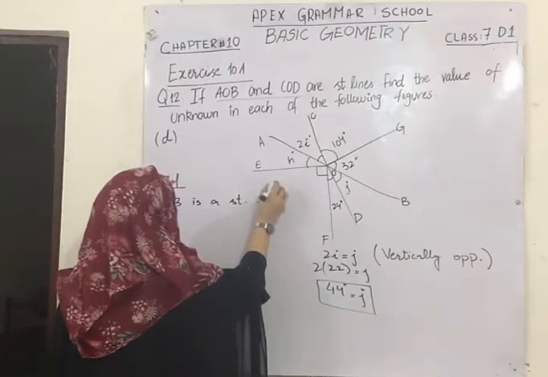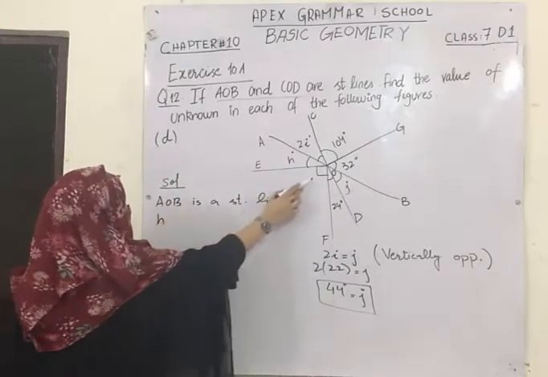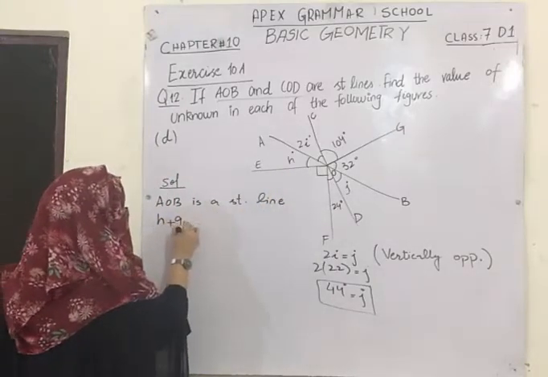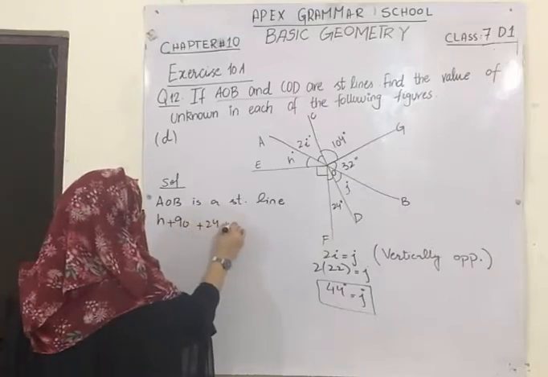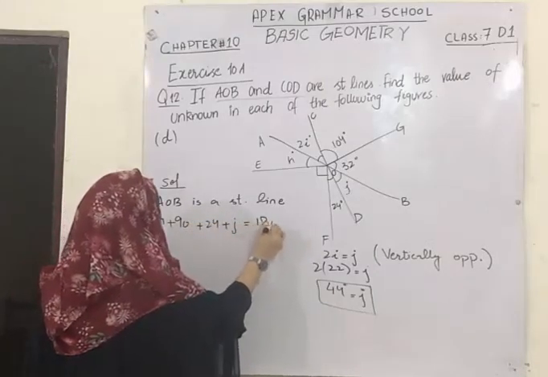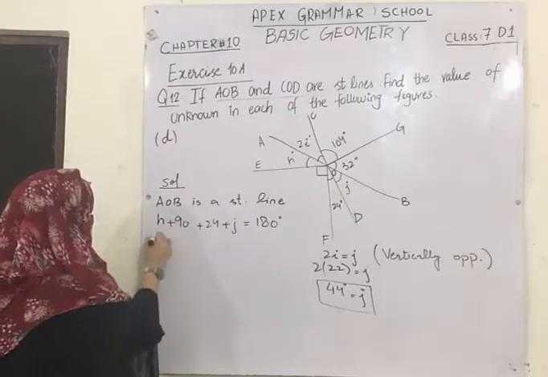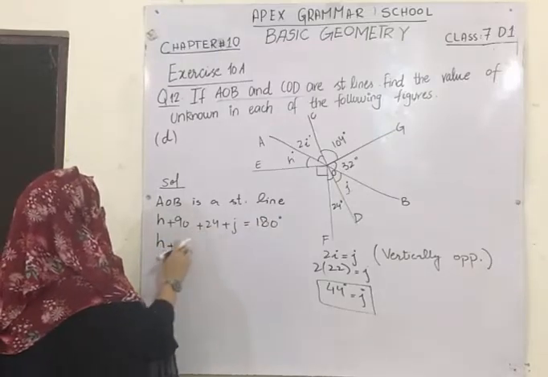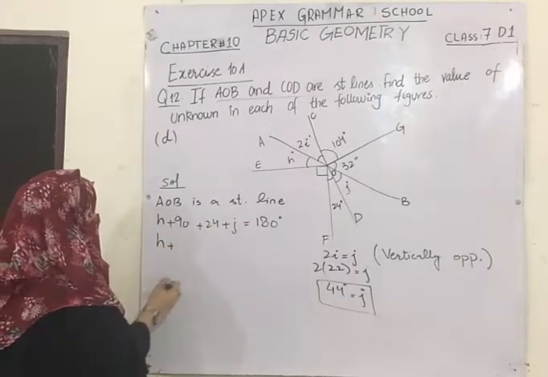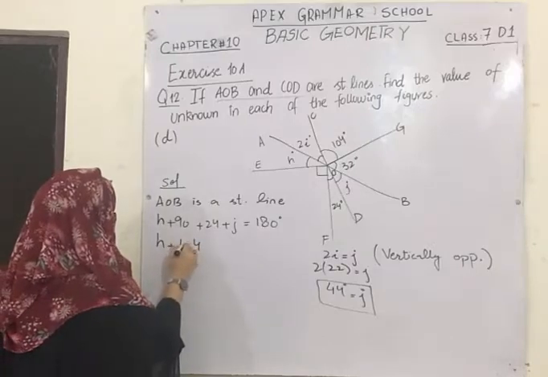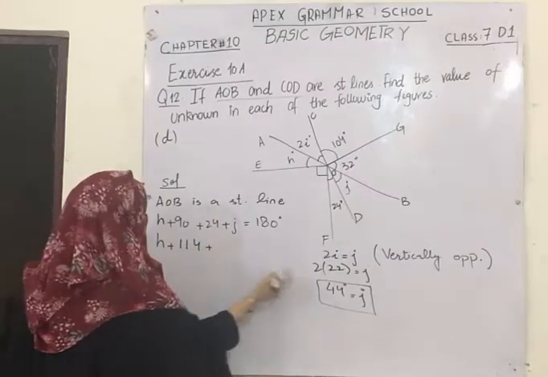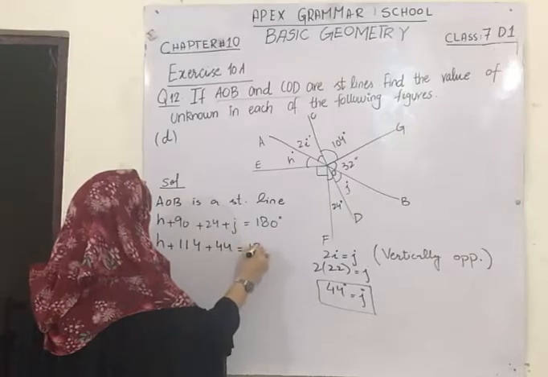AOB is a straight line. So the angles on AOB are H, this one representing 90 degrees, 24, and J. They all will add up to make 180 degrees. 90 and 24 are like terms, so I am going to add them. The value of J is 44 degrees.